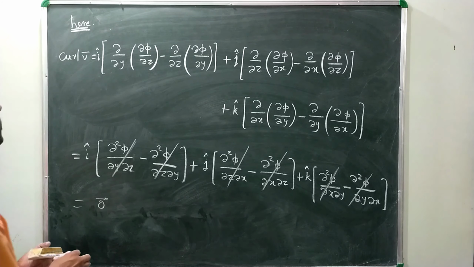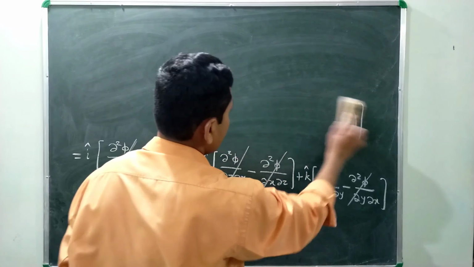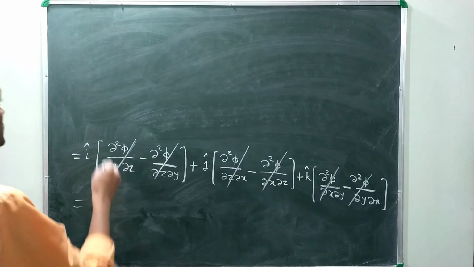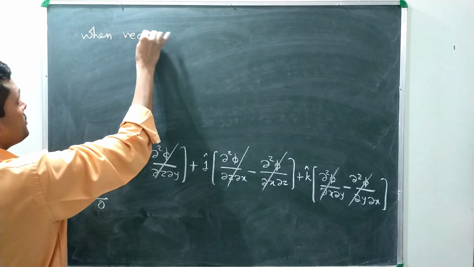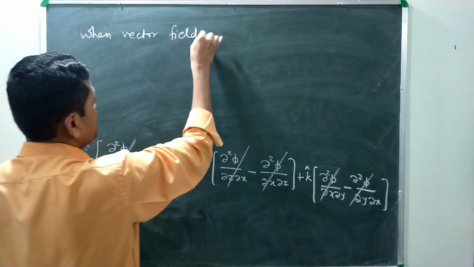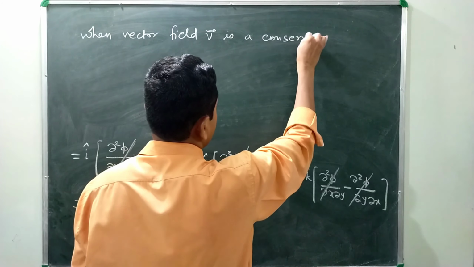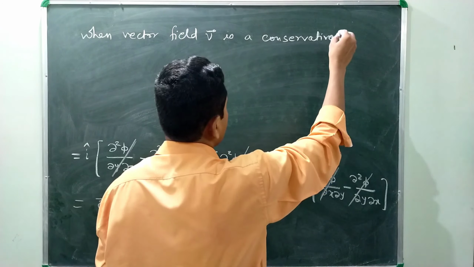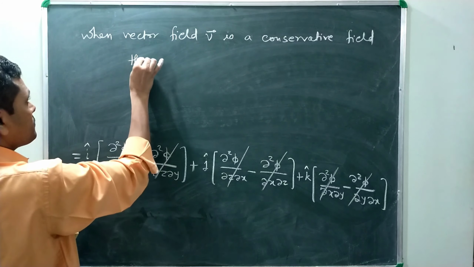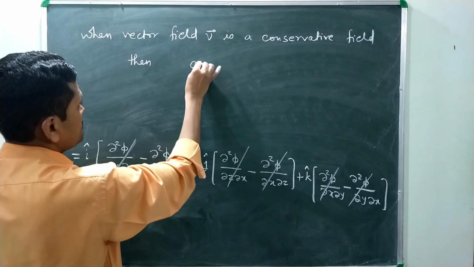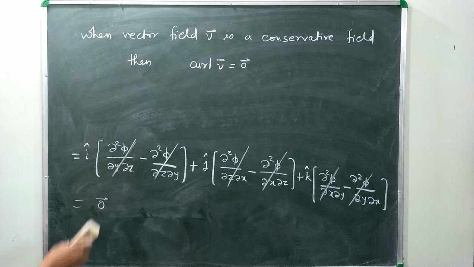So here we are getting one more alternative definition of a conservative field, that when vector field V is a conservative field, then its curl, means curl of vector V, will be equal to a zero vector.